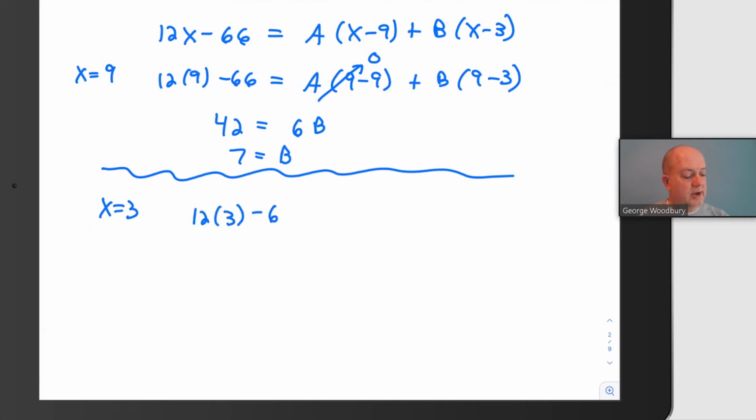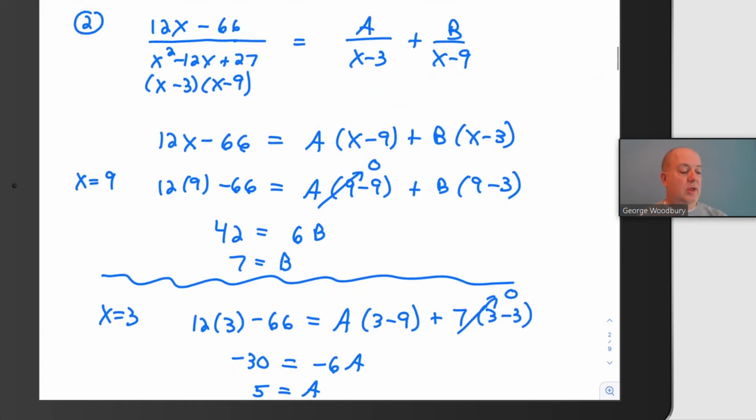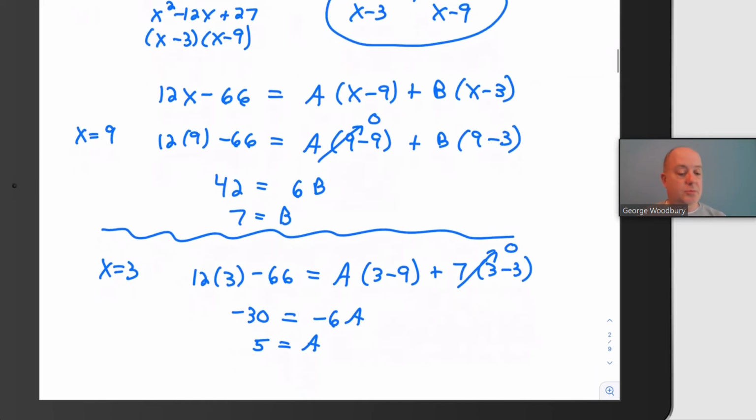12 times 3 minus 66 equals a times 3 minus 9 plus our new value of b, which was 7, times 3 minus 3, putting in 3 for x in the original equation. And this piece turns into 0. On the left-hand side, we've got 36 minus 66. That's negative 30. On the right-hand side, we've got negative 6a. Divide by negative 6 on both sides, and we find that a equals 5.